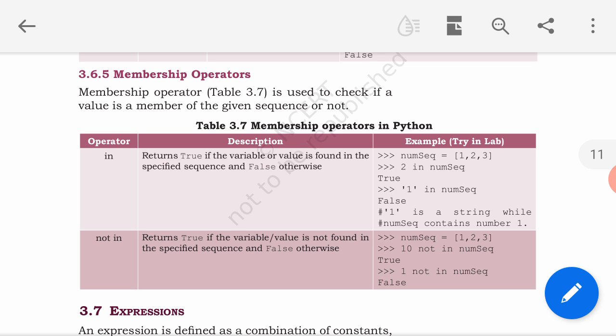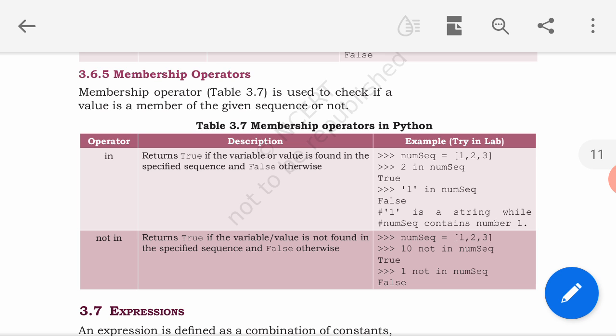So let us see an example. numseq is equal to 1 to 3. This sequence has three values: 1, 2 and 3. Now on checking 2 in numseq, it gives true as 2 is available in this sequence. 1 in numseq gives false. The reason is that 1 within single quotes means it is a string, not a number. So it is giving you false.